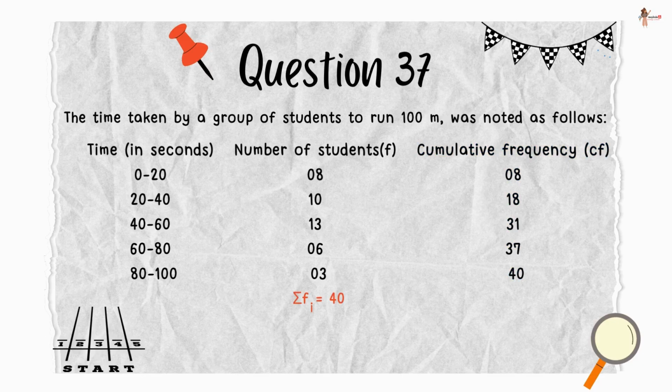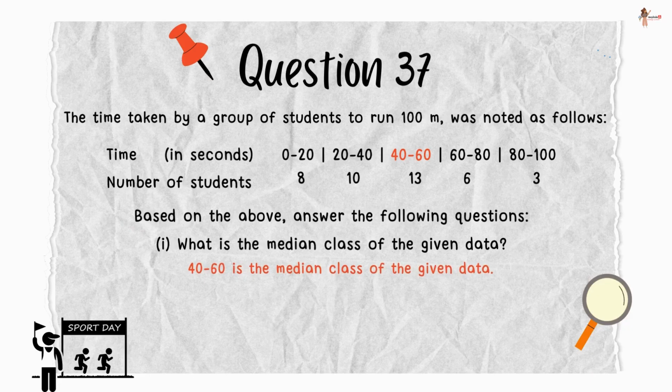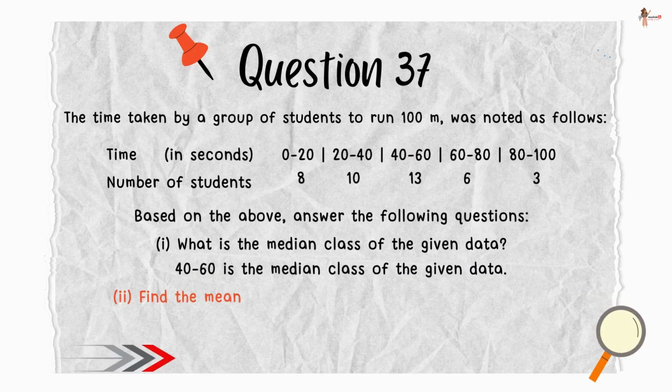This means sigma fi is 40, n by 2 would be 20. The class that contains the number next to 20, that is 31, is 40 to 60. Therefore, this is our median class. Therefore, 40 to 60 is the median class of the given data. Let's see the next part now.